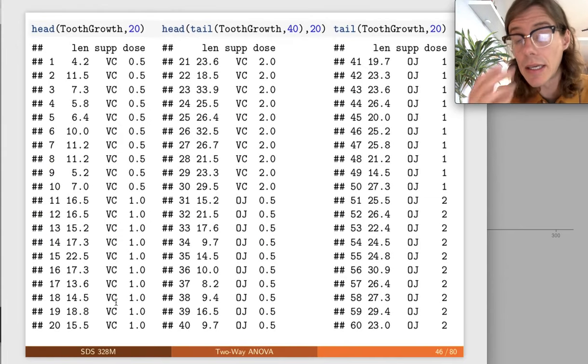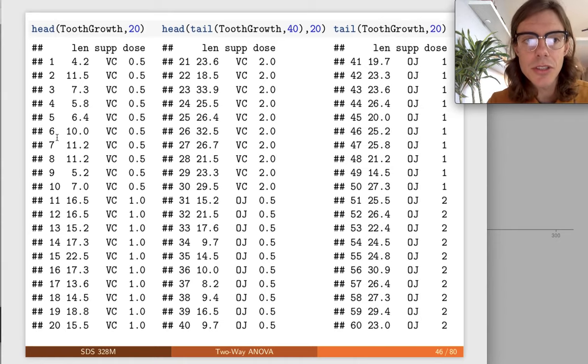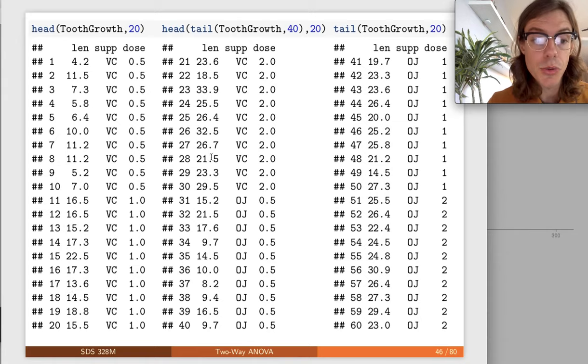And here's all of the data in case, for whatever reason, you're having trouble getting this working. This is all the guinea pig data, all 60 of them, right? There's the first 20, there's the middle 20, and there's the last 20, in case you wanted this for any reason. It's built into R, you can play with it.